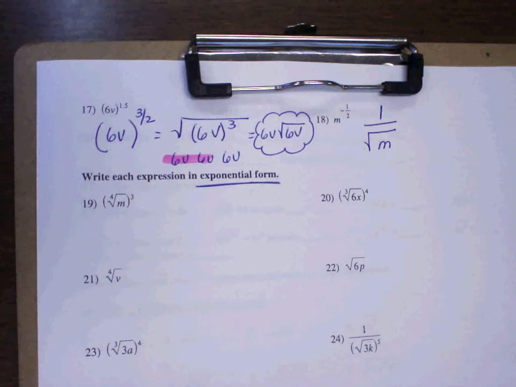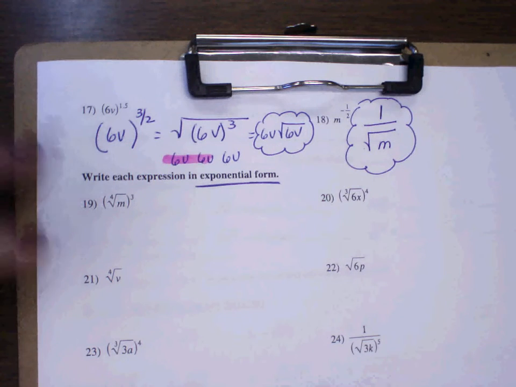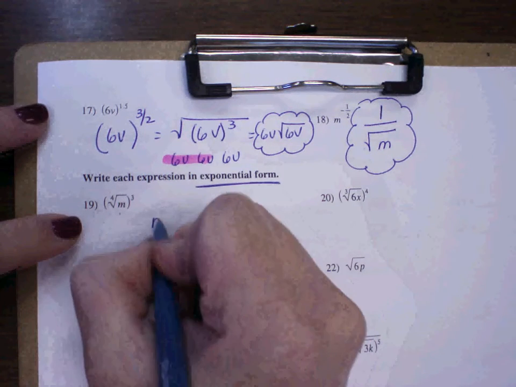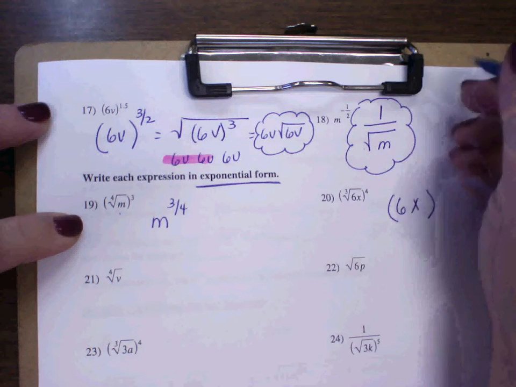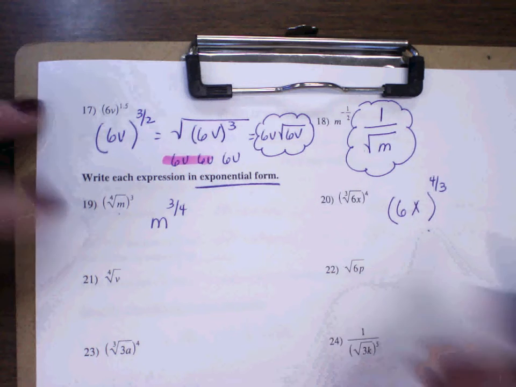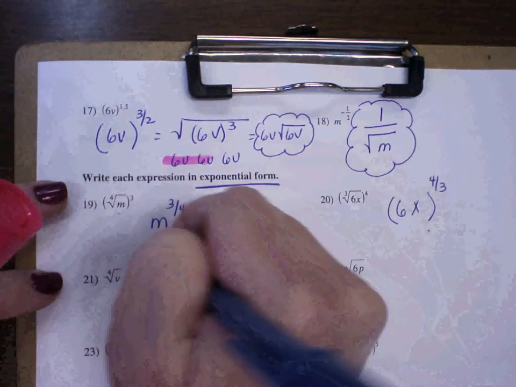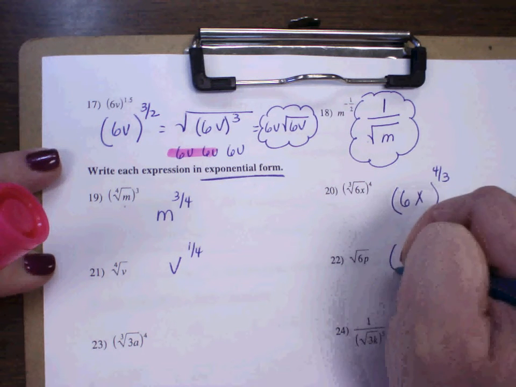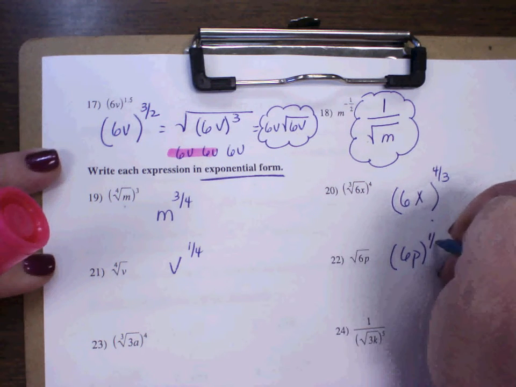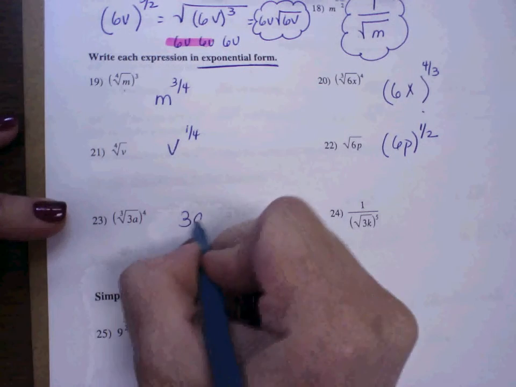All right. Exponential form. This is so easy because all you're doing is writing it as a number with an exponent, which will be fractions. All right, so m to what power? There you go. 6x to what power? And in parentheses, because Jimmy told us that if we don't put it in parentheses, it's only for the x. It's been a good boy today. All right, v to what power? 1/4. 6p to what power? 1/2. Thank you.